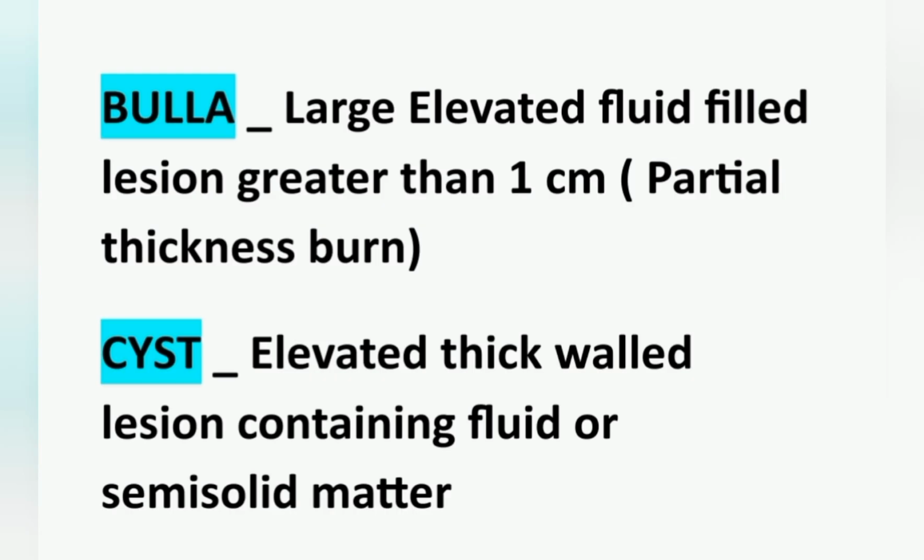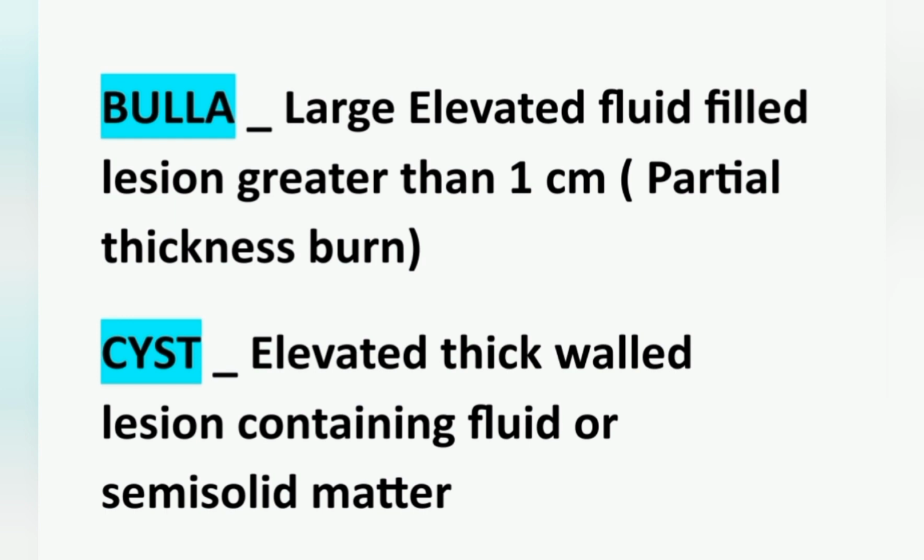The next one is bulla. Bulla is a large, elevated, fluid-filled lesion greater than 1 centimeter. Vesicle is also a sharply elevated lesion containing serous fluid and is less than 1 centimeter in diameter. Here bulla is a large elevated lesion like burns. If the lesions in burns are big and contain fluid, that is known as bulla. And cyst. Cyst is also an elevated thick walled lesion containing fluid or semi-solid matter. That is known as cyst.